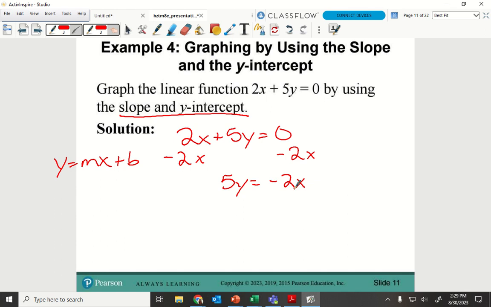Is my y by itself yet? No. What's happening to my y? What is that 5 doing to the y?